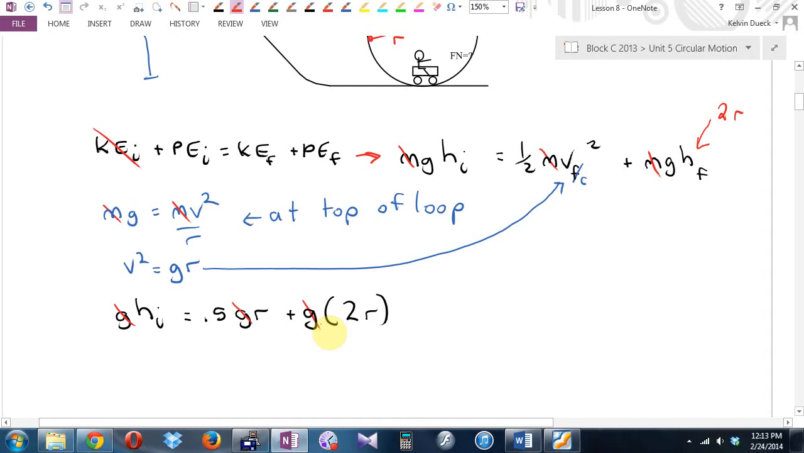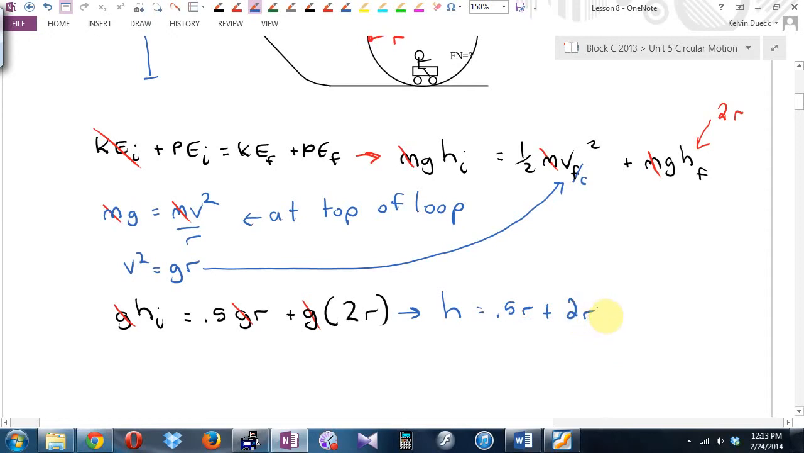So here's what I have. And any of you that someday get into engineering, into ride engineering, I'm sure this is something that every roller coaster designer knows by heart. The minimum safe height to start from, if you want to make it through a circular loop, is equal to 0.5R plus 2R.